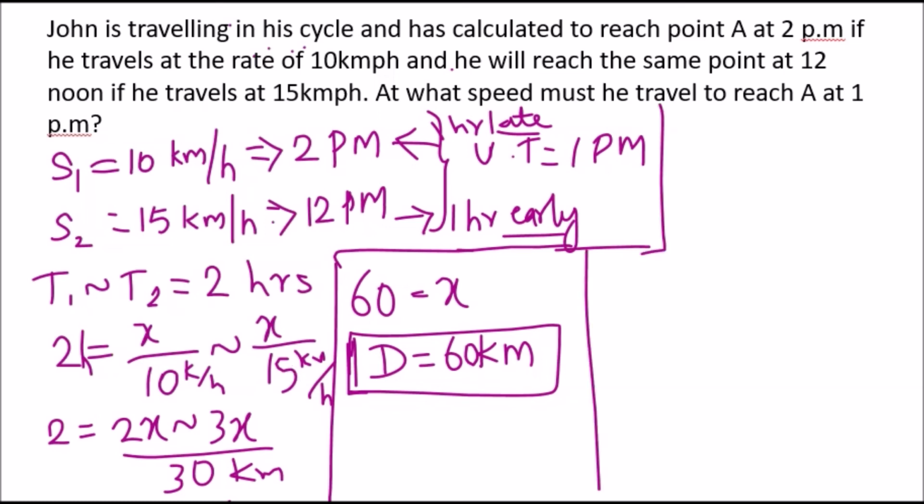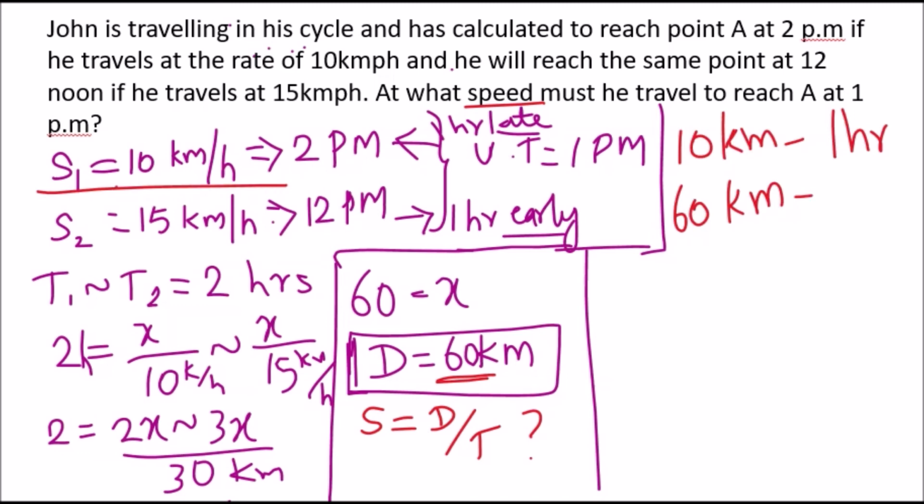We found the distance. Here our question is to find the speed. We know the formula for speed is distance divided by time. We know the distance is 60 kilometers, but what is the time? In the first case, in 1 hour he goes 10 kilometers. So how much time will it take to reach 60 kilometers? It is 6 hours. So if he travels at 10 kilometers per hour, he will reach the destination at 2 p.m. But our target is 1 p.m., that is, he has to reach the destination in 5 hours. So our time is 5 hours.